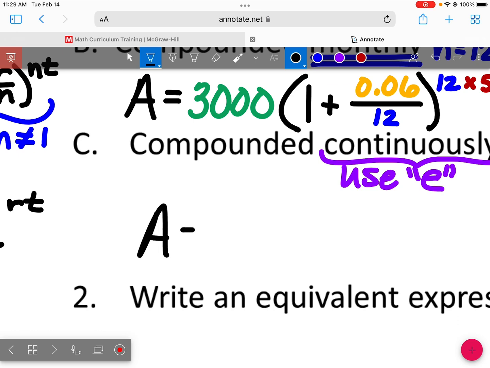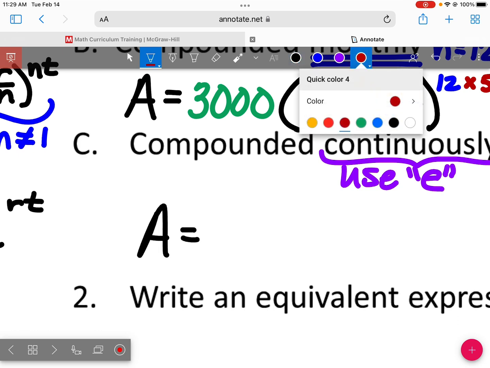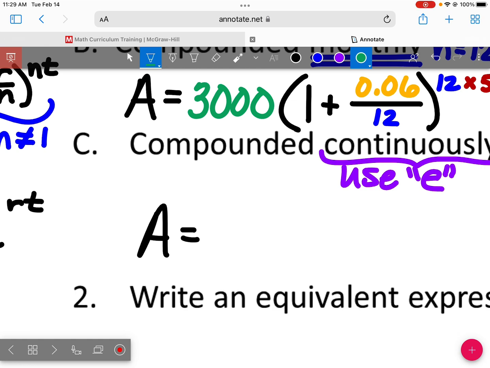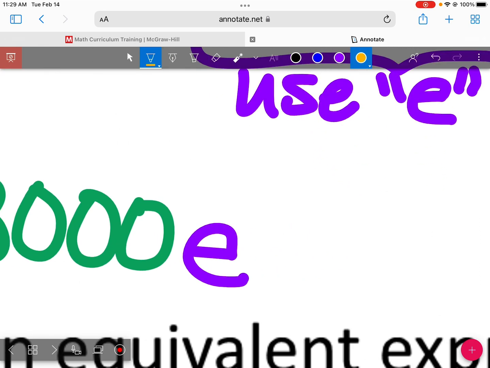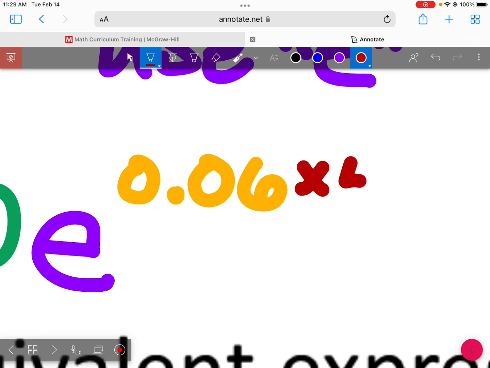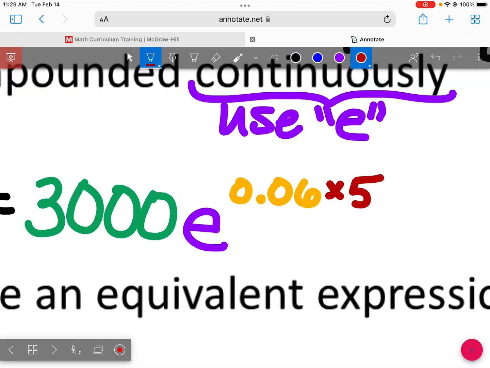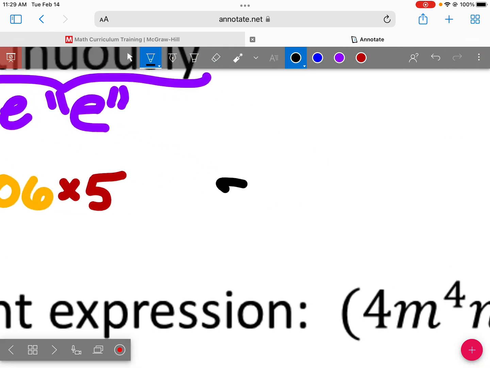So I have A equals, what would come after my A value? 3,000. That did not change anywhere in this problem. And then E, exponent is 0.06 times what? Times 5 for 5 years. What do we get when we substitute this one in?